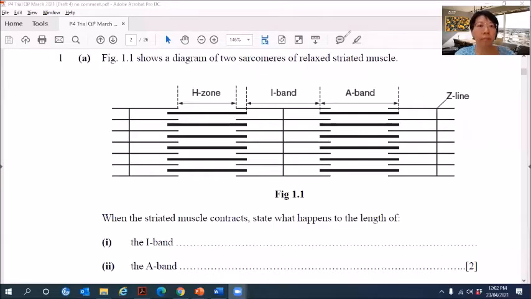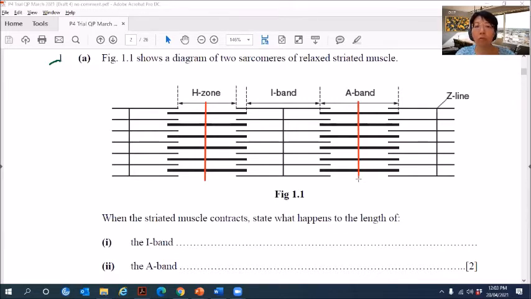Okay, so question 1. Figure 1.1 shows a diagram of two sarcomeres of relaxed striated muscle. So you can see that in this drawing, there's something that's missing, which is actually the M line. There should be an M line here, and there should be another M line here. So it's not there. But overall, the thick and thin filaments are correct. So when the striated muscle contracts, state what happens to the length of the I band and A band.